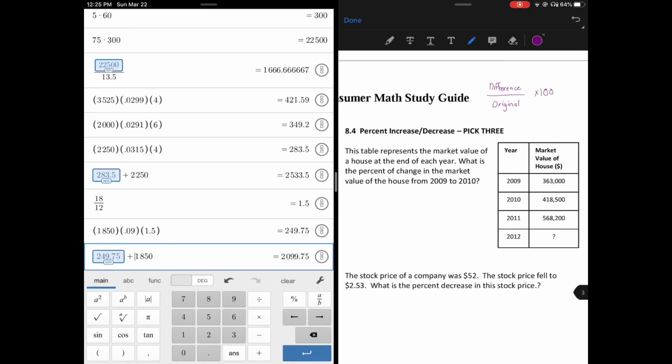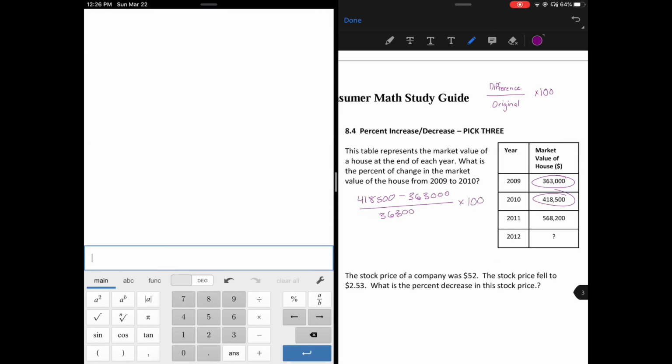So in our first problem, it says the table represents the market value of a house at the end of each year. What is the percent of change in the market from 2009 to 2010? So we're going to find the difference between those two numbers. So we'll do 418,500 minus 363,000 divided by the original amount. So the original amount was the 363,000. And then we'll multiply it by 100.